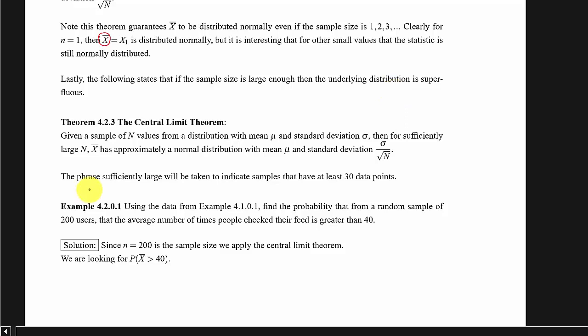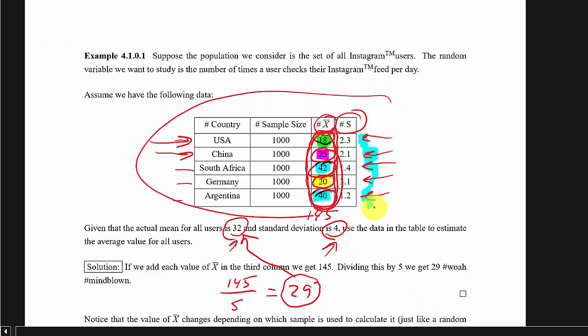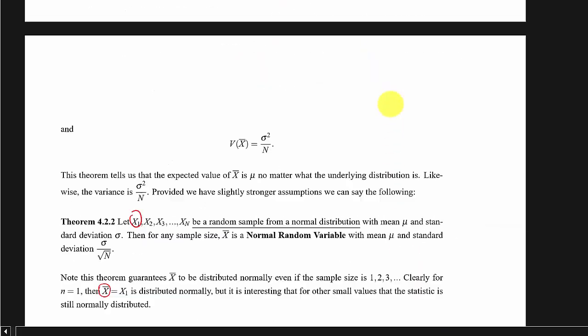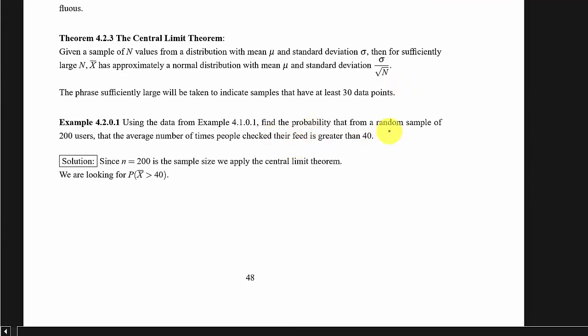So the phrase sufficiently large will be taken to indicate samples that have at least 30 data points. So using the data from example 4.1.0.1, this example right here, it says find the probability that from a random sample of 200 users, the average number of times people check their feed is greater than 40.